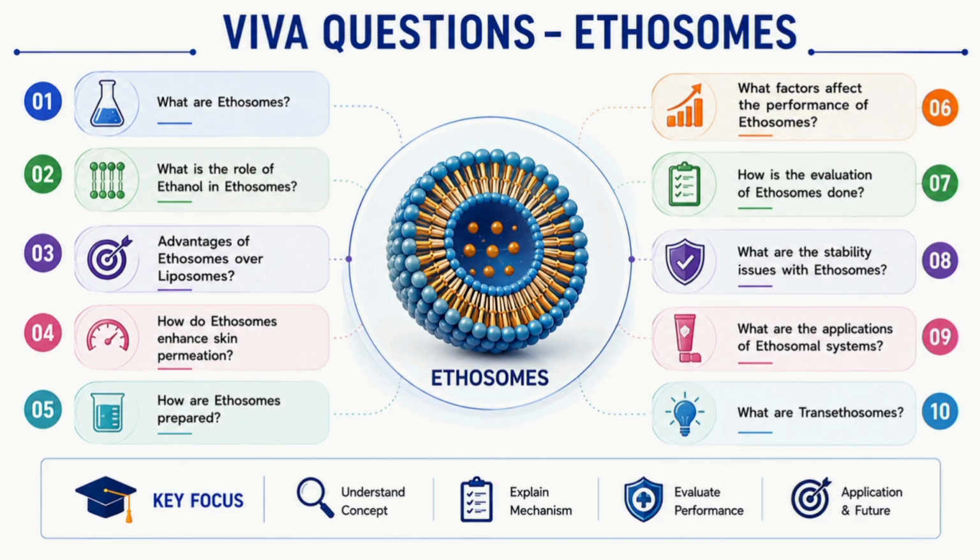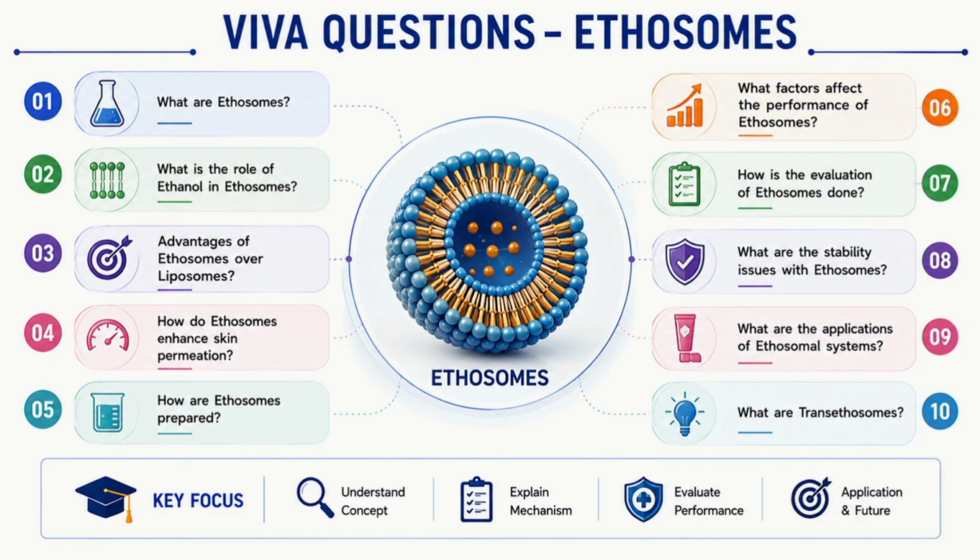Let's revise the entire topic in 1 minute. Ethosomes are flexible phospholipid vesicles containing a relatively high concentration of ethanol. The main purpose is to improve topical and transdermal drug delivery, and the phospholipids form the vesicular membrane. Ethanol increases flexibility and interacts with the stratum corneum. The flexible vesicles can deform and move through narrow pathways. The formulation can improve both drug deposition and permeation.